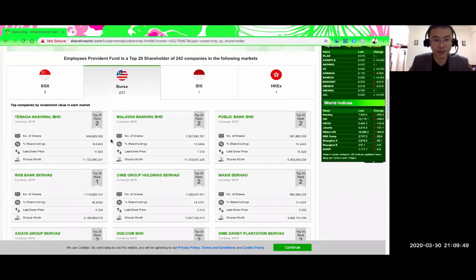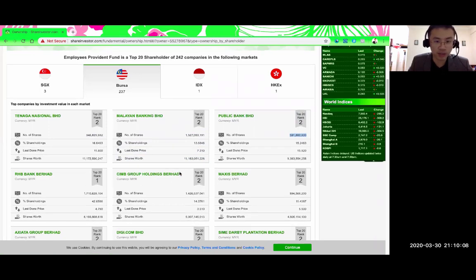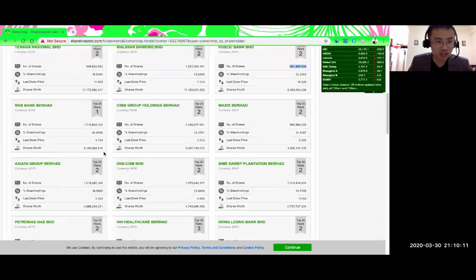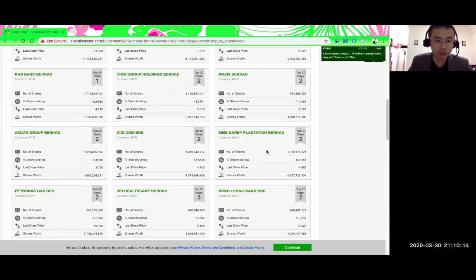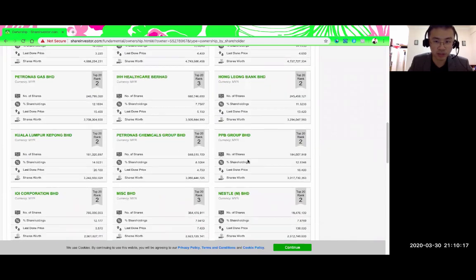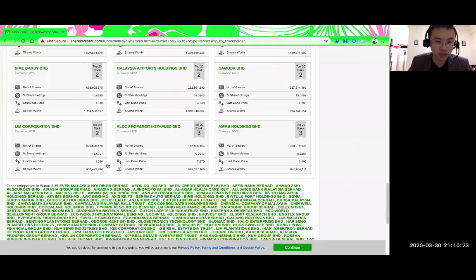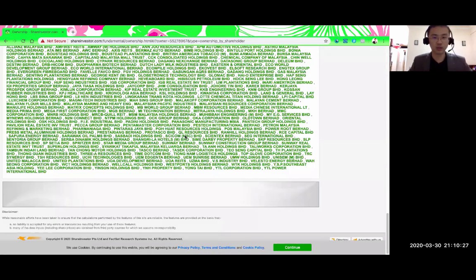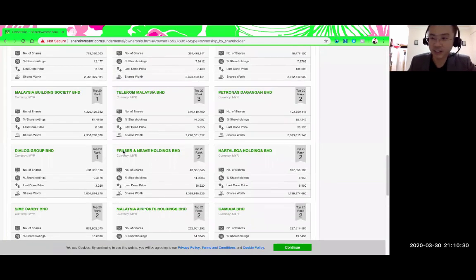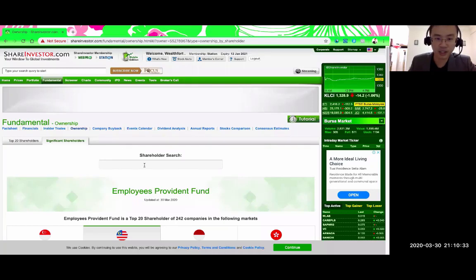Isn't this information incredible? So you can see that EPF owns 900 million shares in TNB, 1.5 billion shares in Maybank, 591 million shares in Public Bank, RHB Bank, CIMB. So they are the number one shareholder in RHB Bank, the number two shareholder in CIMB, number two in Maxis, number two in Axiata, number two in Digi.com, number two in SimeW, and so on. You can see Petronas Chemical, PPB Group, a lot. Of course, they have ownership in 237 companies, and these are all the companies. Of course, I can't show you all, but these are the major ones. Now, isn't this information incredible?